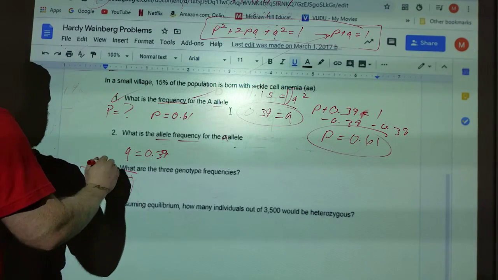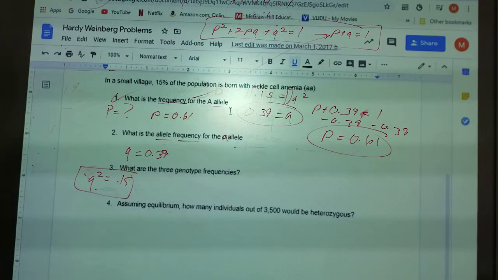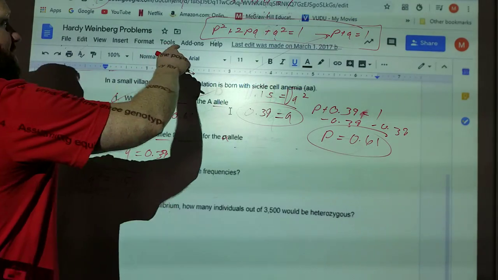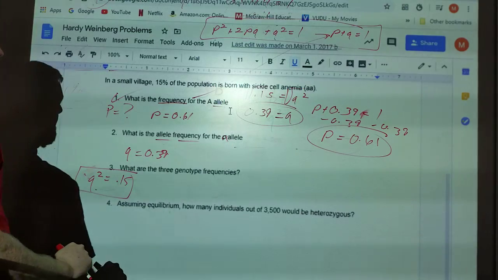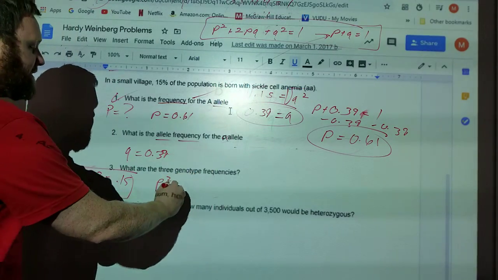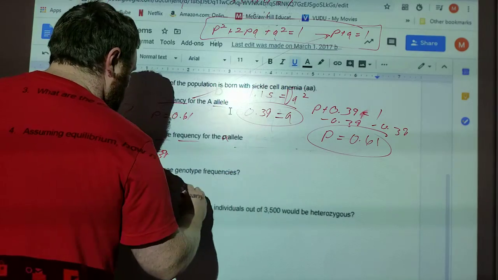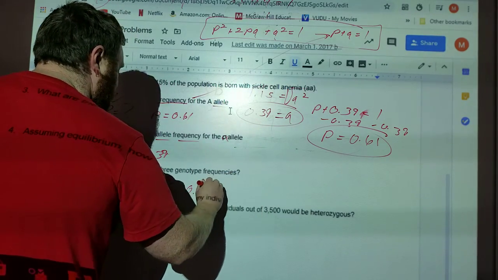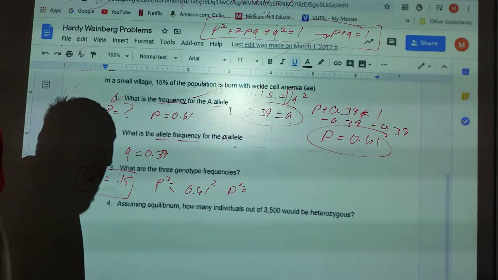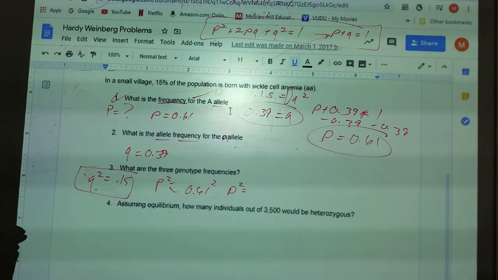So we're good with that one. That's your homozygous recessive. In order to find the heterozygous, we'll just start with the homozygous dominant. So in order to find P squared, I have to take P and square it. P is right here at 0.61. So if I take the square of that, I get a P squared of whatever 0.61 squared is.